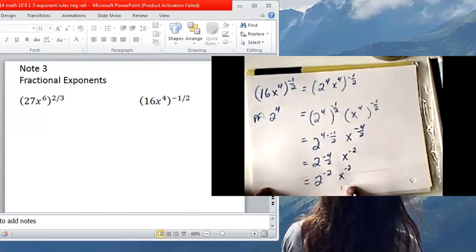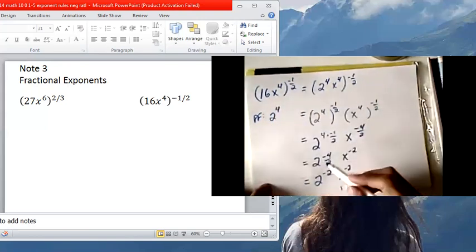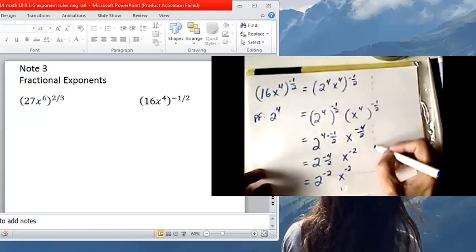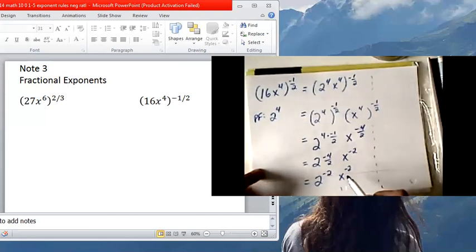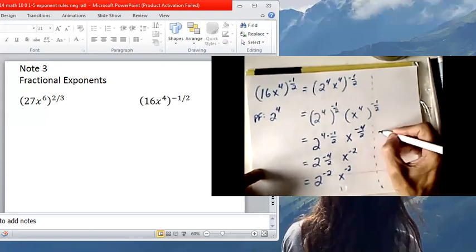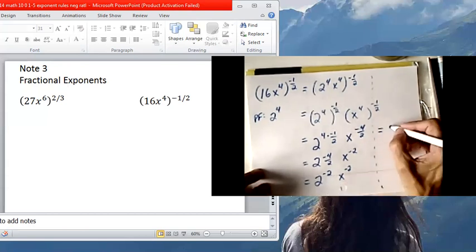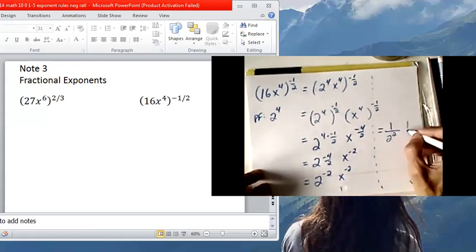Now it might look finished. It's definitely simpler or closer to our answer than before, but usually we want positive exponents. So that means we have to take it further. That means we can now put each of these terms onto the bottom. Okay, so I'm going to continue here. Hopefully your page is a little neater than mine. This 2 to the negative 2 turns into 1 over 2 to the 2. This x to the negative 2 turns into 1 over x to the 2.